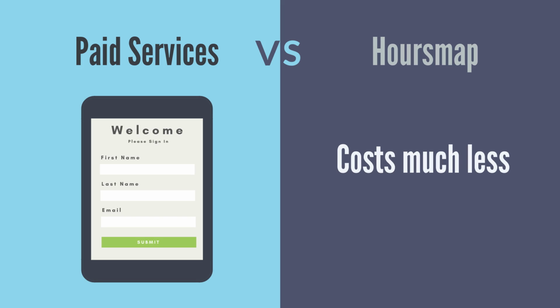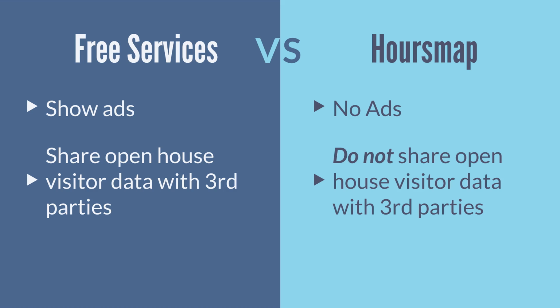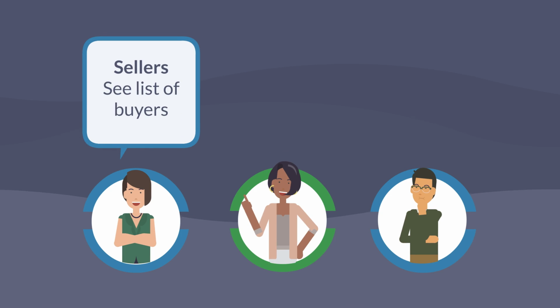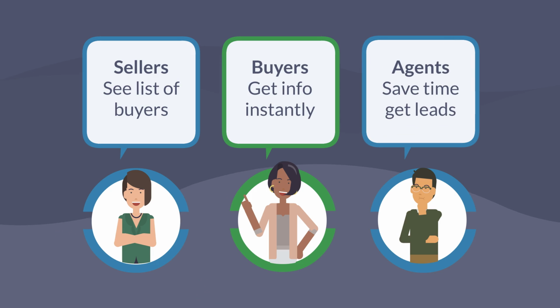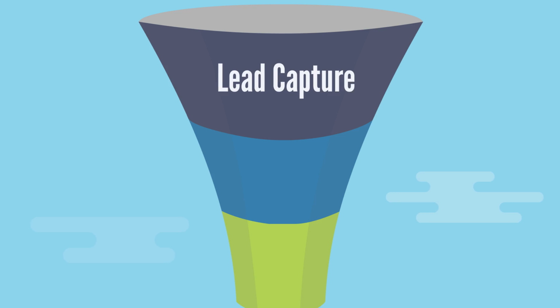Hoursmap costs much less than other paid services. And unlike the free services, we do not show ads, and we don't share open house visitor info with third parties. Sellers get to see a list of potential buyers, buyers get their info right away, and you save time and get leads. Try it free for 30 days, and renew for only $7.50 per month. And grow your sales funnel.